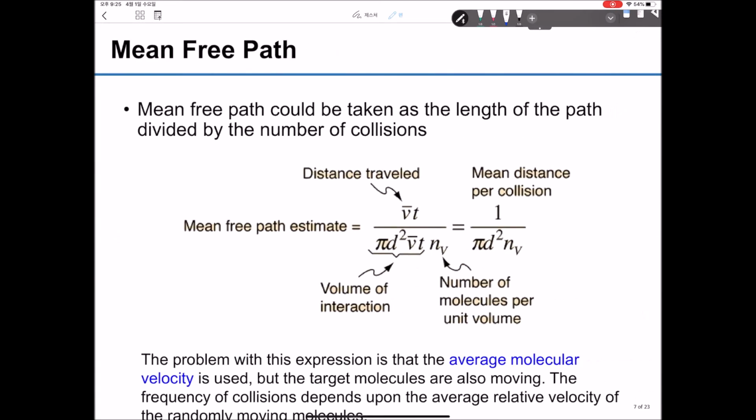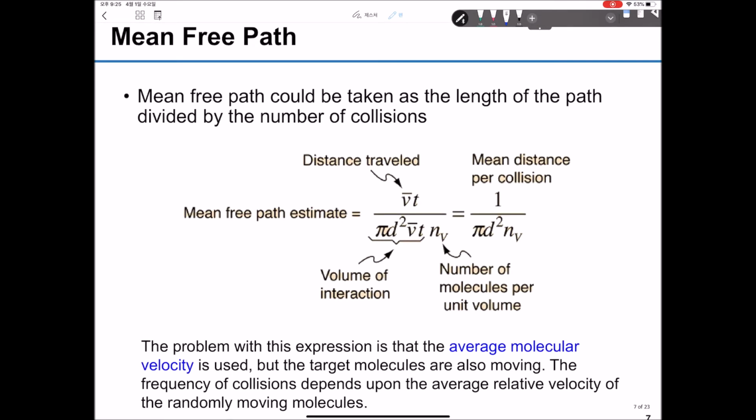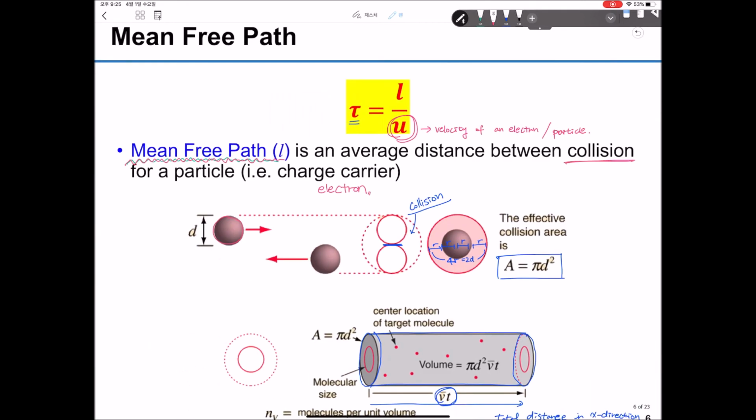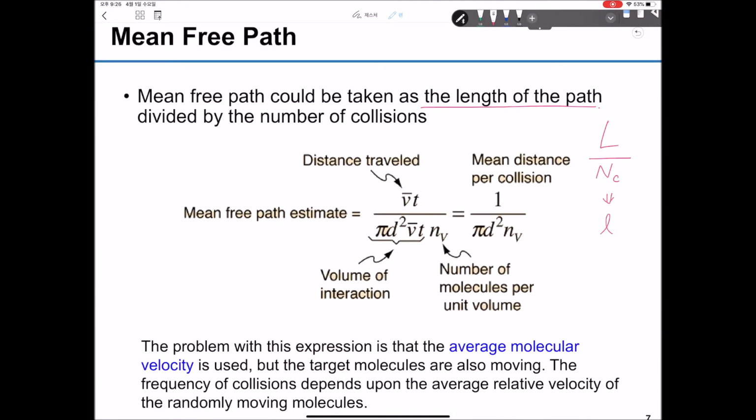Okay, so if you do this in a more fancy way, I already wrote this down in the lecture note. The mean free path could be taken as the length of the path divided by the number of collisions. Let's say we define some arbitrary length of path, a large L, and divide that length by the number of collisions. Then this will become the mean free path. So we can estimate using this approach. This is the mean free path estimate.